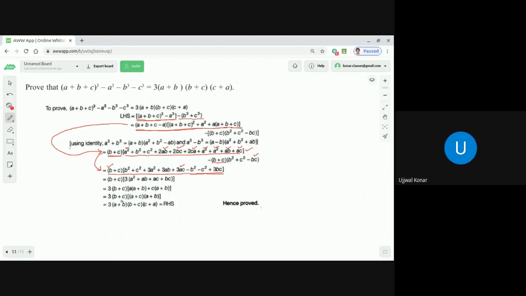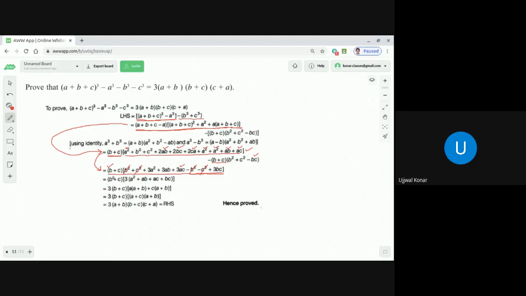Okay. So what we are getting is that we took b plus c common. Then b square plus c square get cancelled, because this b square cancelled with this b square, and this c square cancelled with this c square. Then what we get? 3a square plus 3ab plus 3bc. So we took 3 common, then we get a square plus ab plus ac plus bc. So this entire 3 we took common outside, so 3 into b plus c in this step.